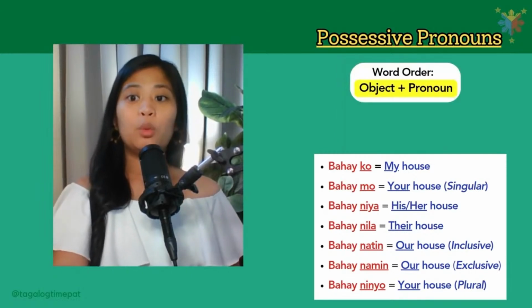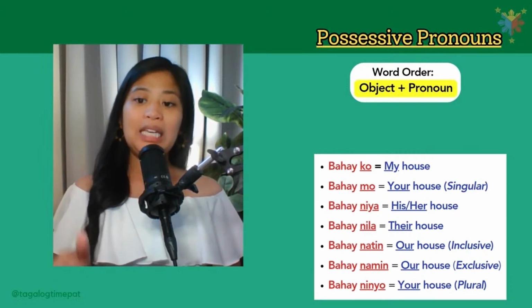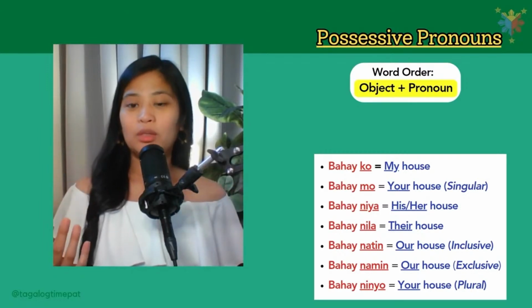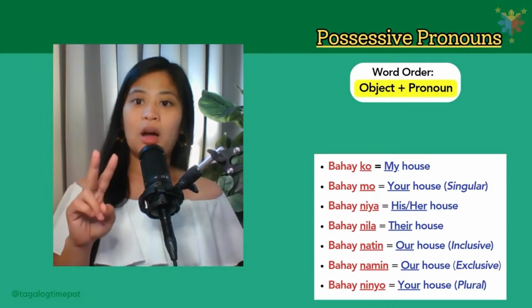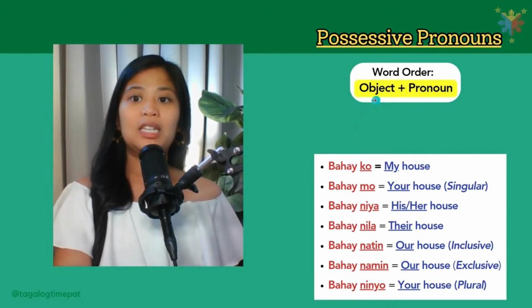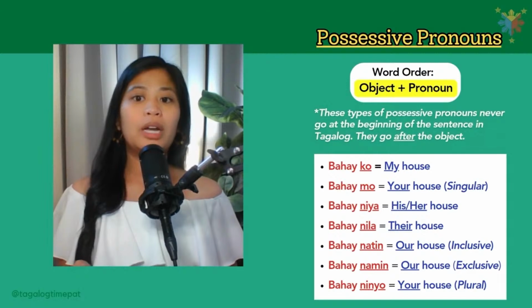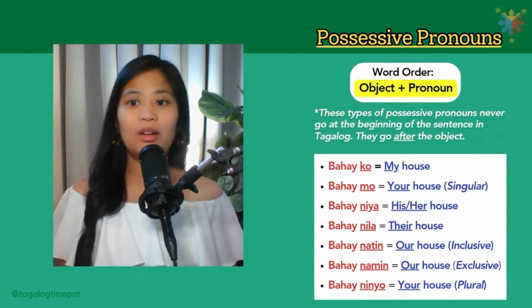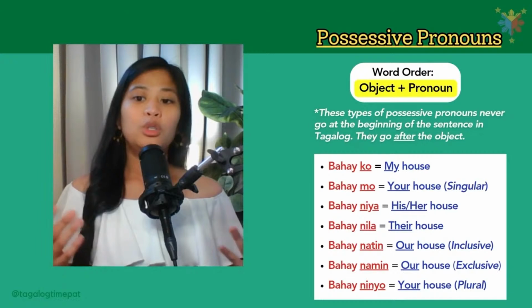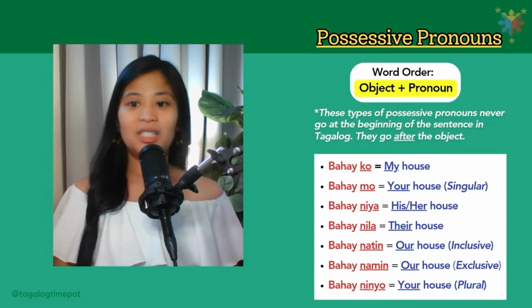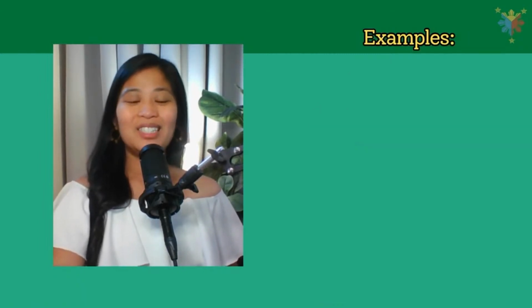So I want to point out the word order here is object plus the pronoun. Bahay ko. This is different from English because we would say my house. The pronoun goes first, my house, and then it's the object. So in Tagalog, it's the opposite. The object goes first, and then it's the pronoun. And this is an important note. These types of possessive pronouns never go at the beginning of the sentence in Tagalog. They go after the object. So you would never start your sentence with ko or mo or niya. It just doesn't work like that. All right, so let's do some examples.